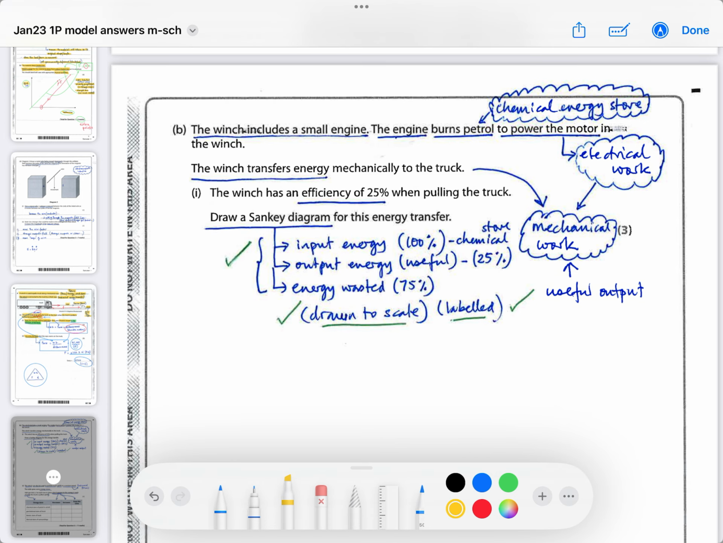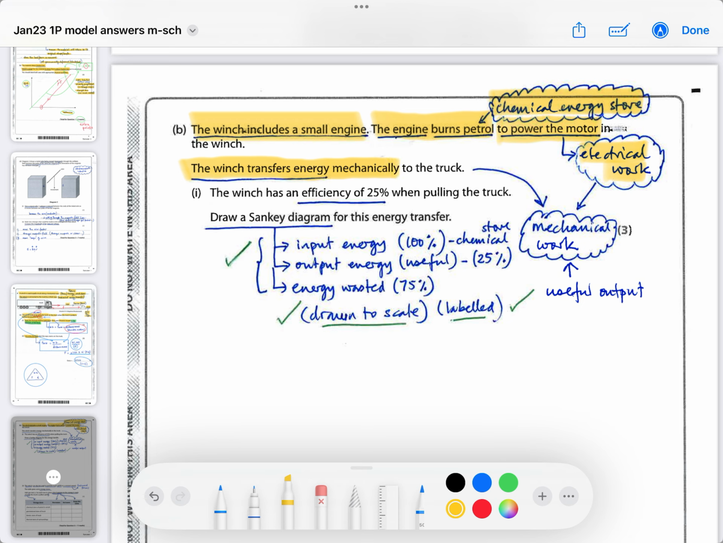The next bit of the question says the winch includes a small engine. What's the small engine for? The engine burns the petrol, so chemical energy is used to power the motor. The motor uses electrical work. So in the winch, the winch is run by an electric motor, which does the electrical work, but the energy is coming from burning petrol.